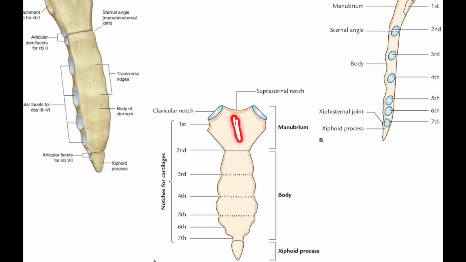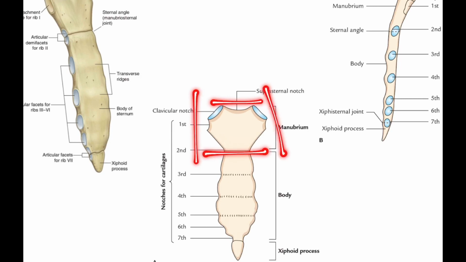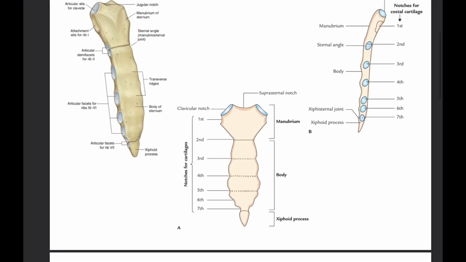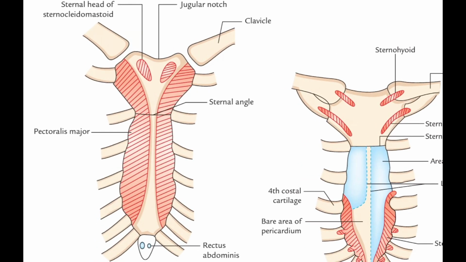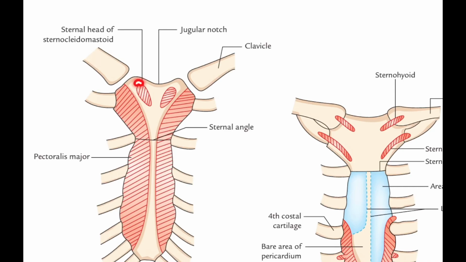It has 2 surfaces, anterior surface and posterior surface. It has 4 borders, superior, inferior, and lateral, right and left sides. The anterior surface provides attachment to 2 muscles. Let me show that for you. The first is the sternal head of the sternocleidomastoid muscle, and the second is the pectoralis major muscle on either side.